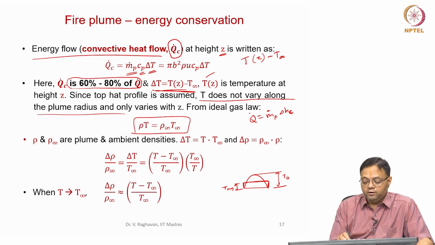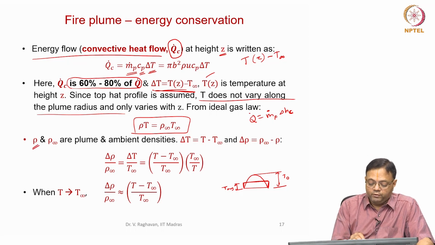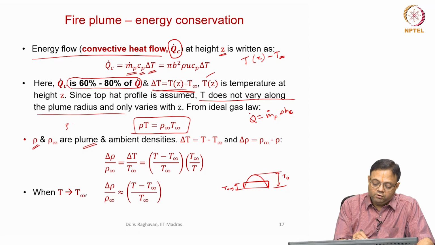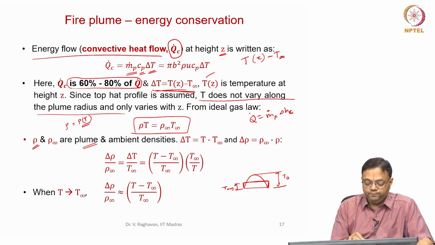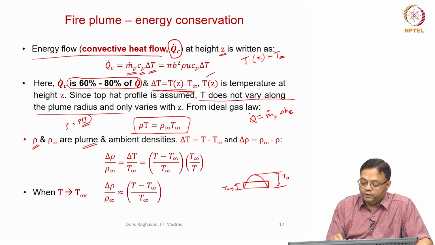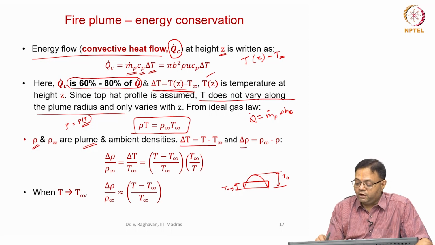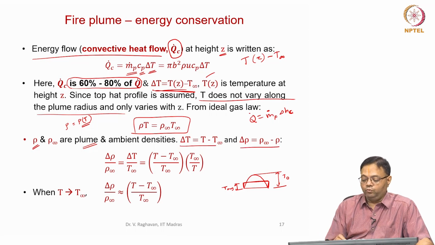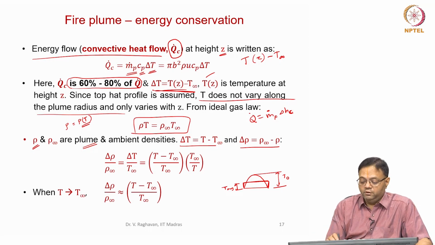Rho T equal to rho infinity T infinity. Now rho is the plume density, which is dependent on the temperature of the plume at a particular location, and rho infinity is the ambient. So now delta T is T minus T infinity, delta rho is rho infinity minus rho. You understand this? Both are positive because the plume is at a higher temperature, ambient is at a lower temperature.